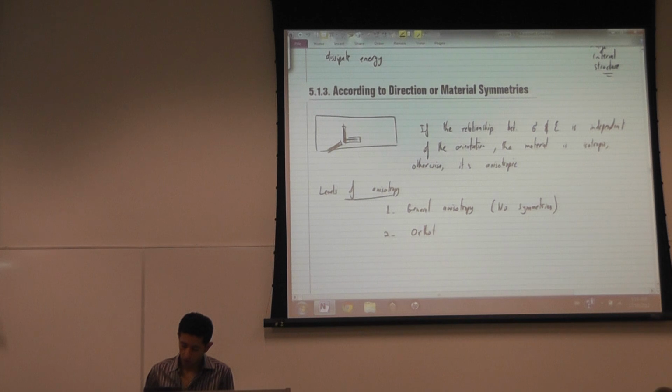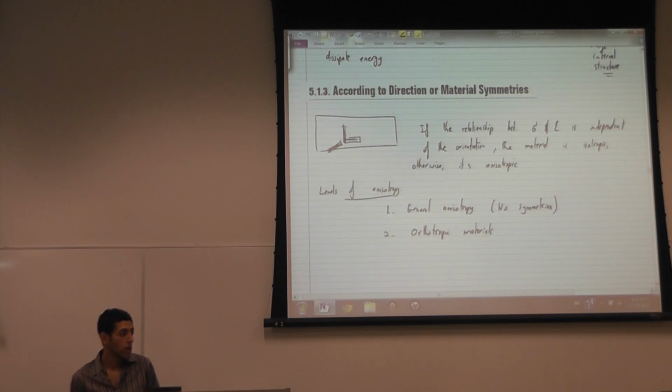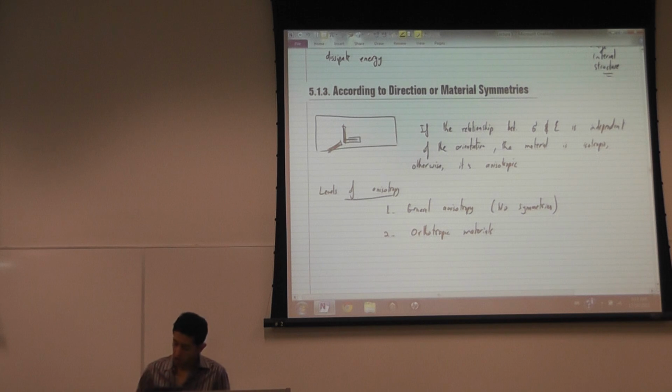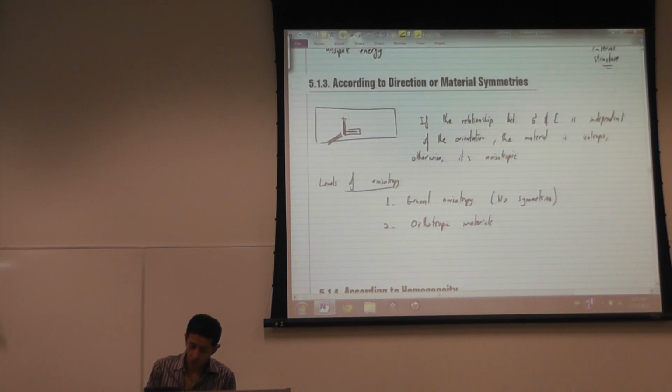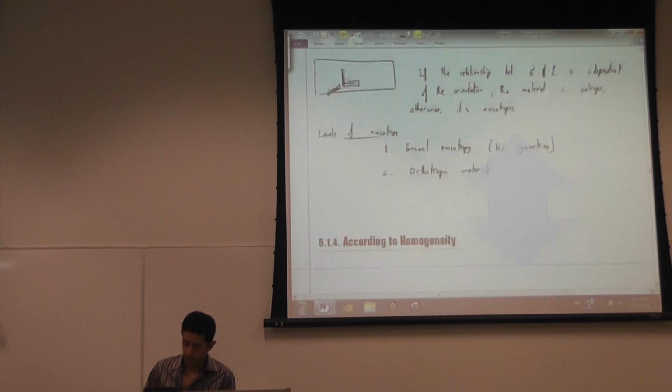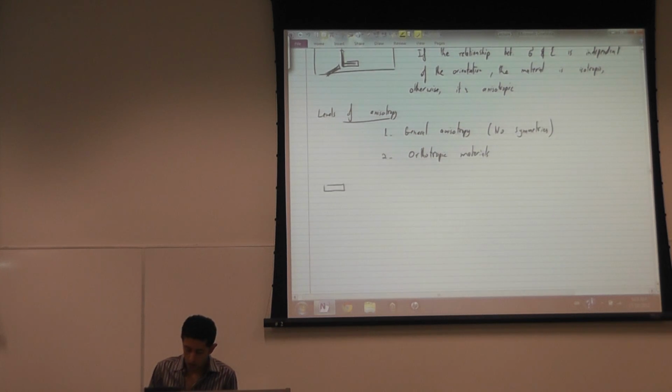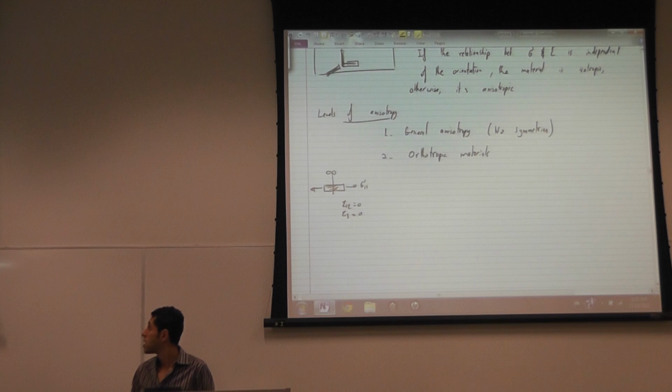The second level is orthotropic materials. What are orthotropic materials? These are materials that have three directions of symmetry. What's a direction of symmetry? A direction of symmetry is a direction in which, when I pull, I don't see any shear strain. As I pull sigma on 1, epsilon on 2, epsilon on 3 is equal to 0. This is the direction of symmetry. Because the behavior is symmetric, I call this a direction of symmetry.